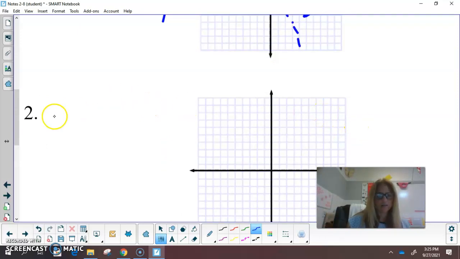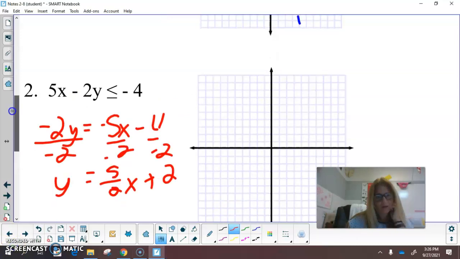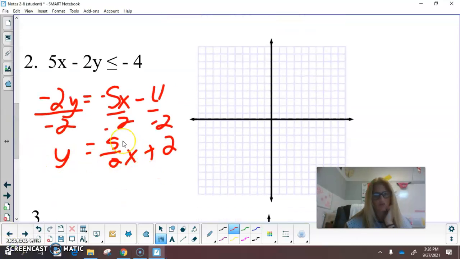So here's the next one. Come on down and go ahead and solve for y. I hope you got the right answer. You should have gotten y equals 5 halves x plus 2, because you're dividing a negative by a negative. Notice I just used the equation because then I didn't have to worry about flipping the sign. If you forget to do that, you're going to get the answer wrong when shading.